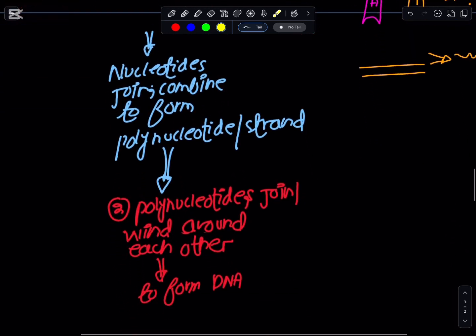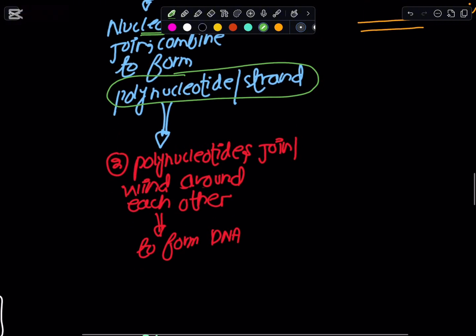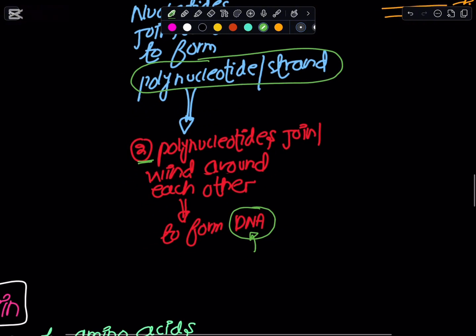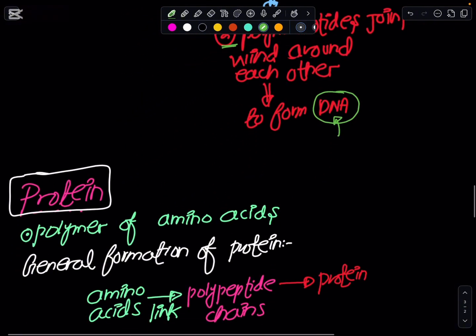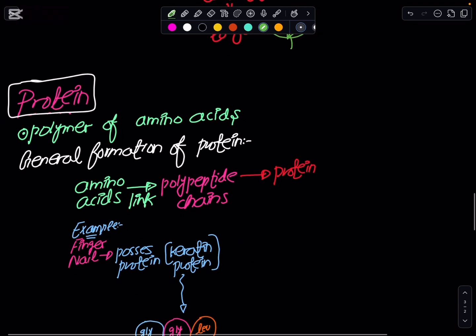So if I were to summarize this, I have to have the nucleotide, and I'm going to join them together. We are going to make polynucleotides out of them, which is one strand, and when these two polynucleotides wind around each other, we make the DNA out of it. And in the DNA, we have to be bothered about the sequence of the nitrogenous bases.